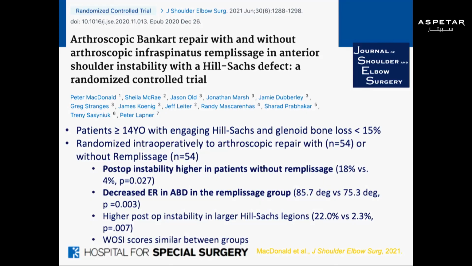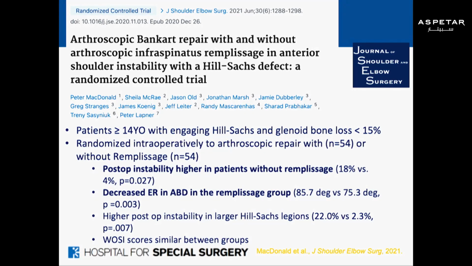This was looking at arthroscopic Bankart with and without remplissage, and it was a randomized controlled trial. Again, patients over the age of 14 with less than 15% glenoid bone loss with an engaging Hill-Sachs lesion. So an off-track lesion, and they were randomized. Postoperative instability was higher in patients without remplissage, almost 4 times the amount. So a 4% recurrence rate in the remplissage group versus almost 20% in the no remplissage group.